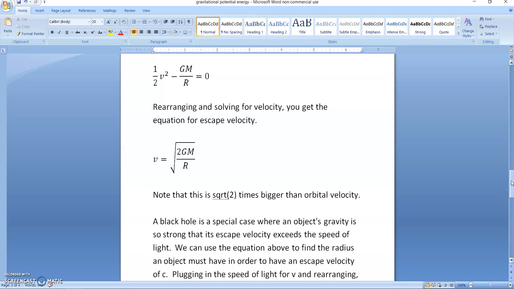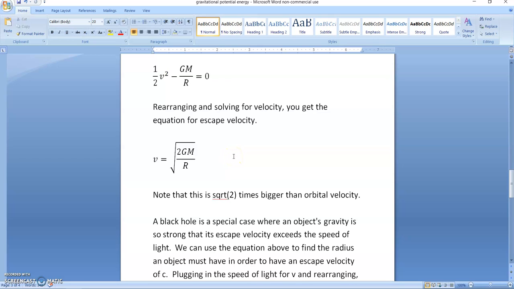Now, another interesting little thing that comes out of this is, imagine you have a massive object like our sun, and you shrink its radius. Its escape velocity gets larger because you're dividing by a smaller number. So I can shrink a sun or a star down further and further until eventually escape velocity becomes so large it exceeds the speed of light.